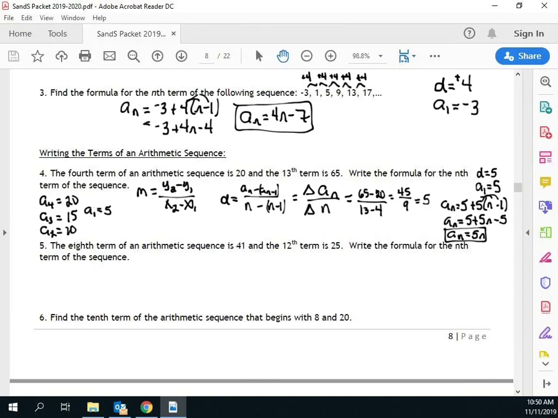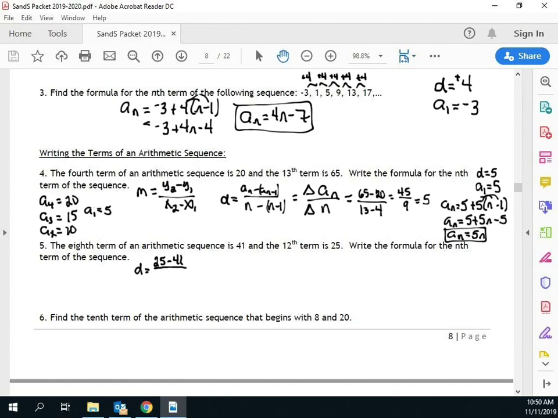All right. So now look at the next one. Eighth term of the arithmetic sequence is 41, and the 12th term is 25. So let's find that common difference again. Change in values. So what? 25 and 41. Don't always think it's going to be a positive, guys. Sometimes there will be larger numbers first or vice versa. Because again, the common difference could be negative. We could be subtracting by a number every time.